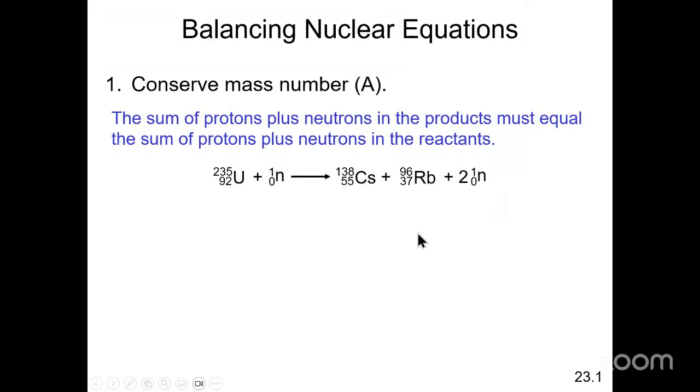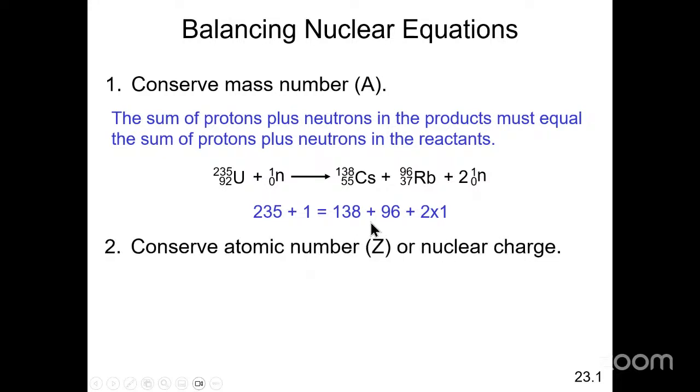Now, this equation is balanced. Why? Because if you take the sum of the mass numbers, the 235 plus 1 on the left side gives you 236. And then you compare that to the sum of the mass numbers on the right side, 138 plus 96 plus 2 times 1. They both give you the same answer, which is 236, all right? So that is how we conserve the mass number.